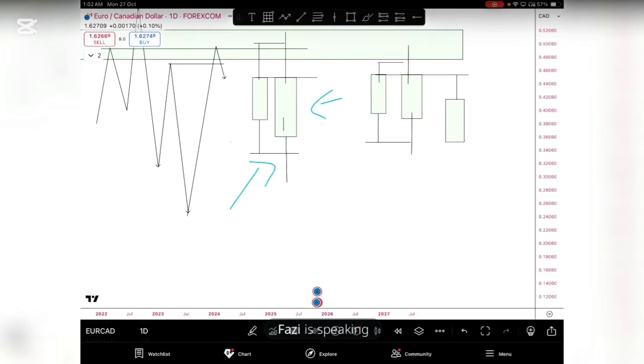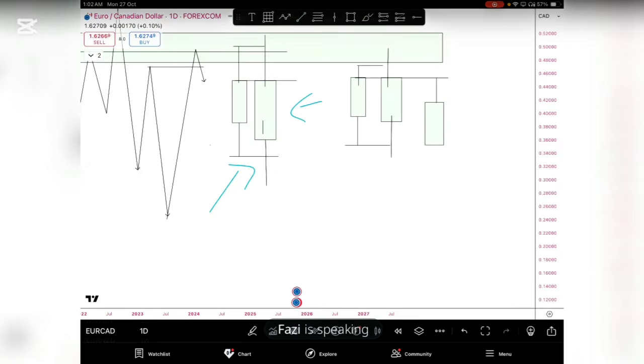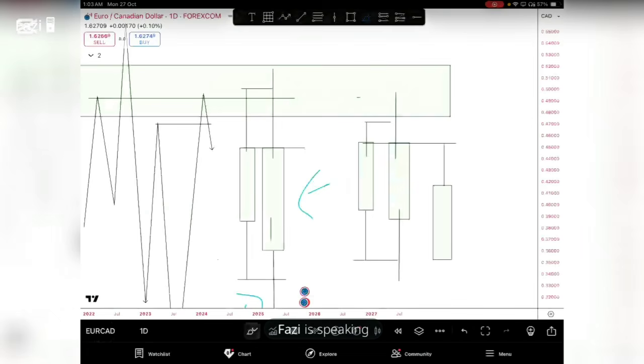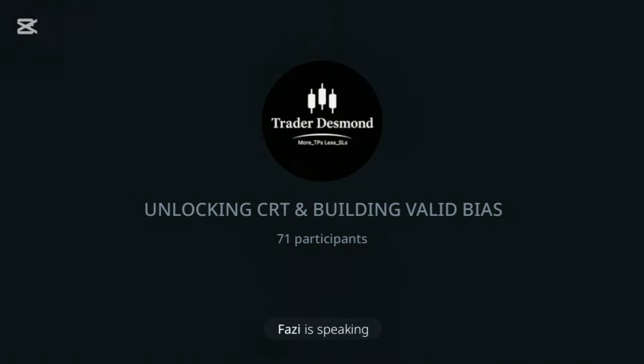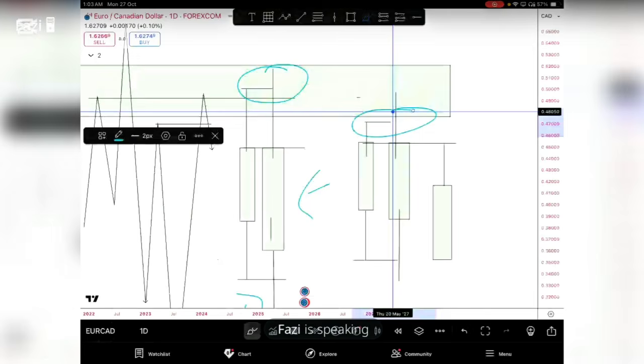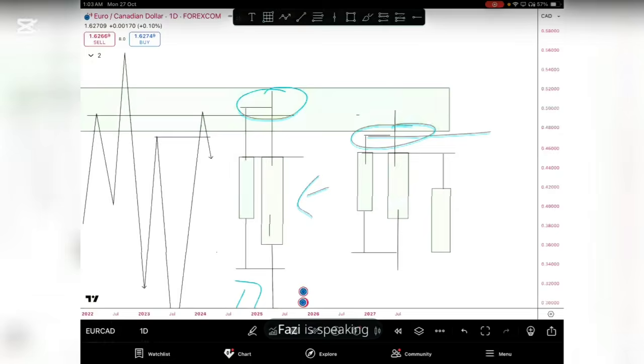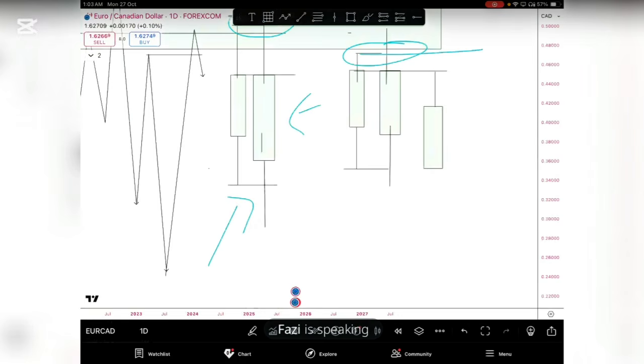You need to wait for that. So like this level, here you can enter from that. You can put your stop losses on the wick, where you have a sweep level, right? So here you have a sweep level. You can put your stop losses on this sweep level, this sweep high, right? So here you have another confirmation.